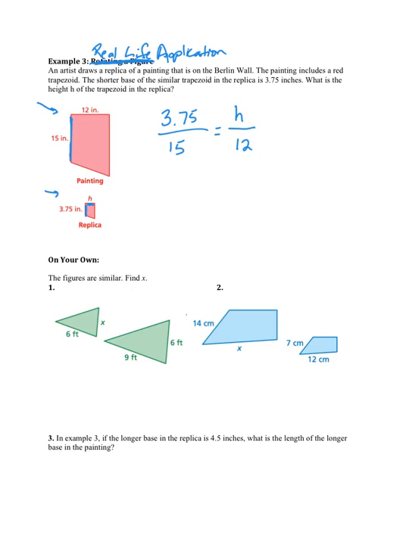So we can do that using cross products. So 15 times h is 15h, and that's going to equal 12 times 3.75, which is 45. And then we're going to solve for h by dividing by 15, and we get h equals 3 inches. So this height of the trapezoid in the replica is just a little bit smaller than the smaller base, which is also true when we look at 12 compared to 15.